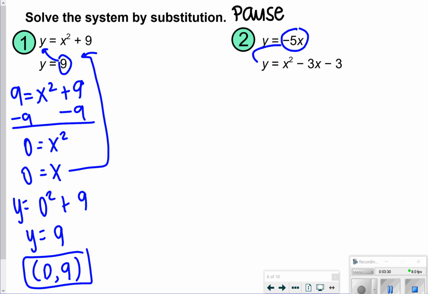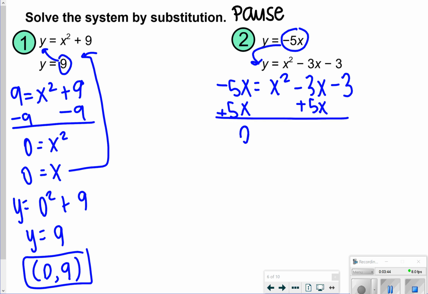For number 2, I just went ahead and plugged in the negative 5x to this one on the bottom, so I didn't have to move everything. So I have negative 5x is equal to x squared minus 3x minus 3. I'm going to go ahead and move everything to one side. So I'm going to add 5x to my like term over here. So I have 0 equals x squared plus 2x minus 3. Now I'm going to factor. So I have 0 is equal to x, and I need to find the factors of negative 3 that also add to 2, so x plus 3 and x minus 1.